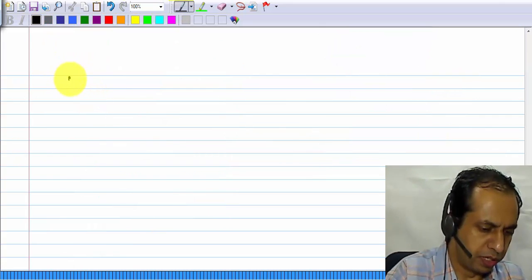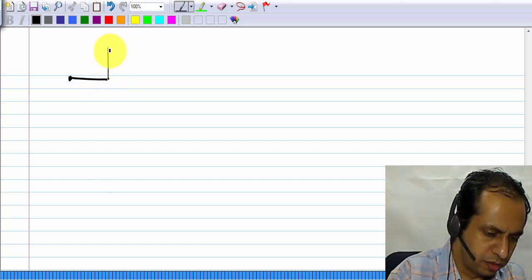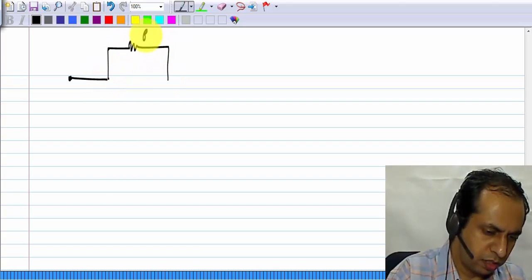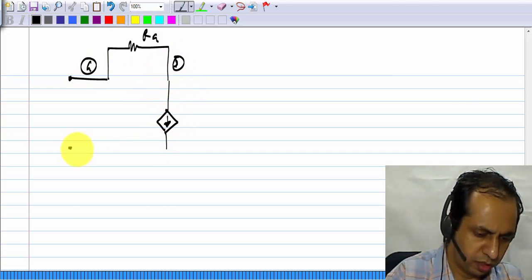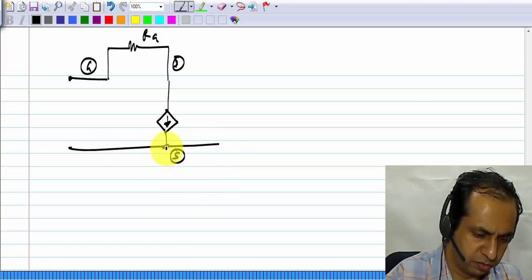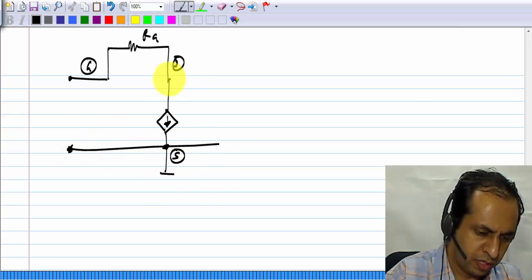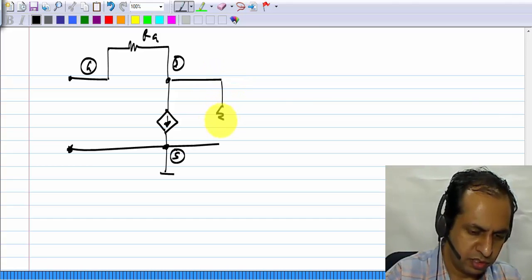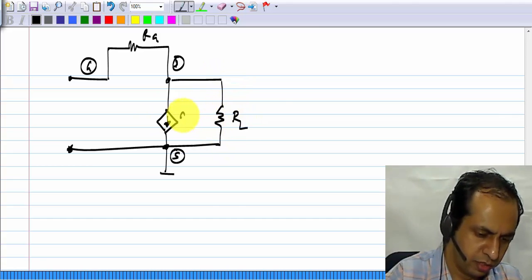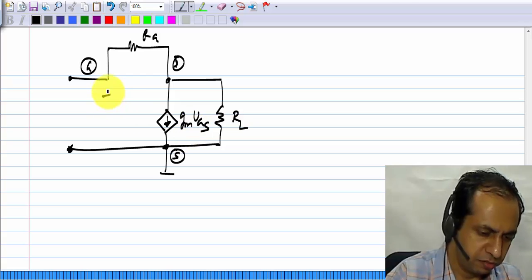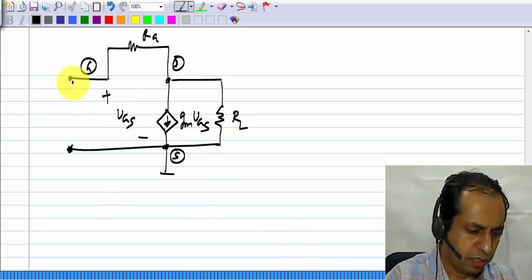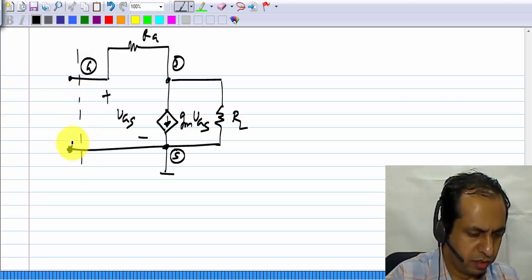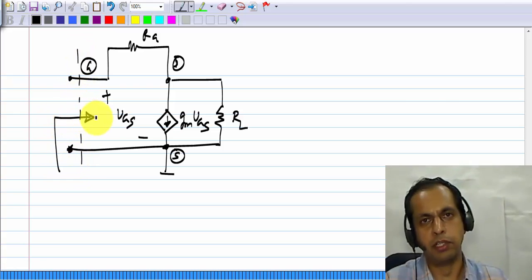So let me put down that part of the circuit again. This is the gate, drain and source, which is grounded, and across this we have RL. This is gm VGS, where this voltage is VGS. And we have to calculate the resistance looking into these two terminals.